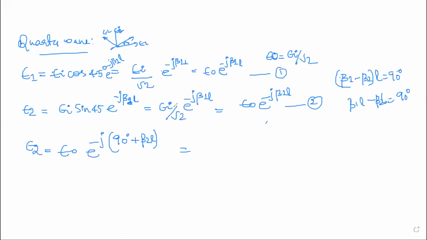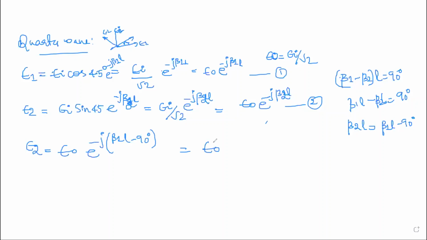So when you write for the E2 value, you will be getting it as EI sine 45 e to the power minus j beta 1L, EI by root 2 e to the power minus j beta 2L. So beta 2L will be beta 1L minus 90 degree. So the equation will be in terms of beta 1 so that it is easy for simplification. So here you substitute for beta 2L: beta 2L will be beta 1L minus 90 degree.